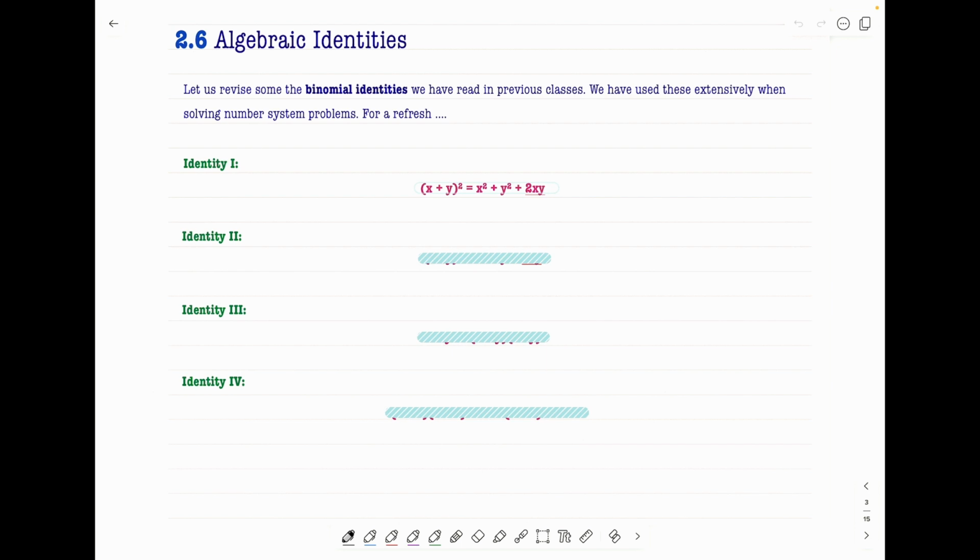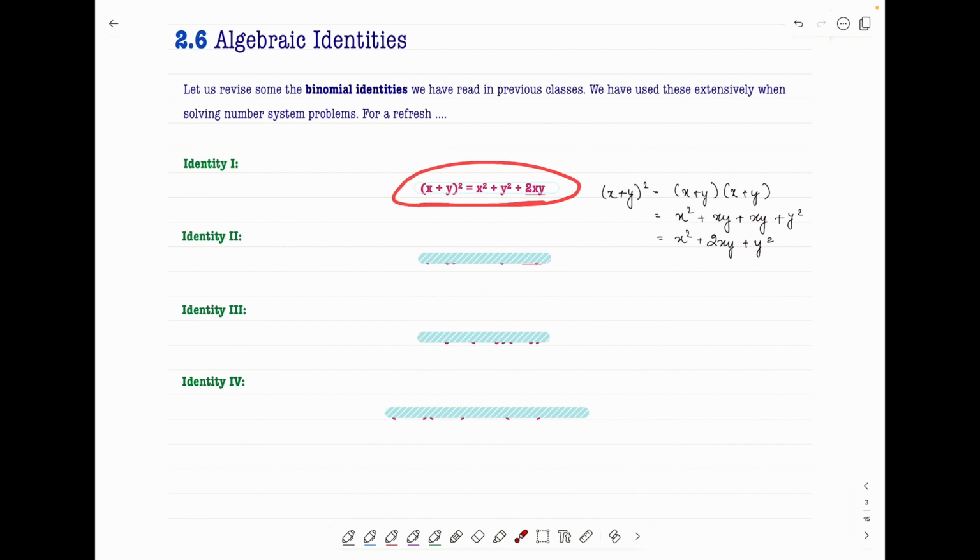Got my point? So this is similar. Instead of a and b, it is written x plus y. So how are we getting it? See, (x plus y) whole square means (x plus y) into (x plus y) we can write. If we multiply this, x into x is x square. x into y is xy, plus y into x is again xy, plus y into y is y square. So we get x square plus 2xy plus y square. This is written here itself: (x plus y) whole square is x square plus y square plus 2xy. This is the first identity.